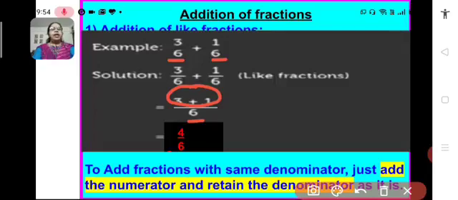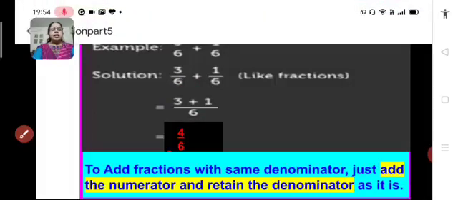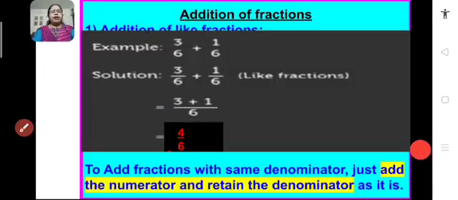We just add the numerators and we will keep the denominator as it is. So, when we add these numerators 3 and 1, what do we get? We get 4 and 6 will be the denominator. So, we can understand from this that if we add like fractions, that means the fractions with same denominator, we just have to add the numerator and the denominator will be retained as such.